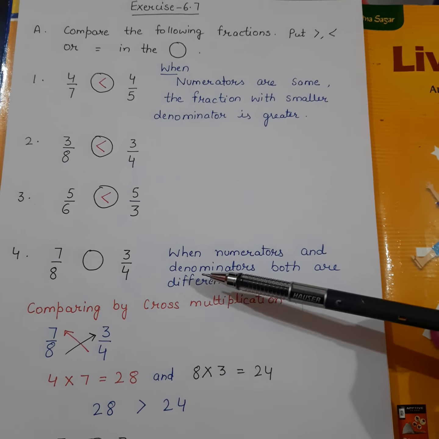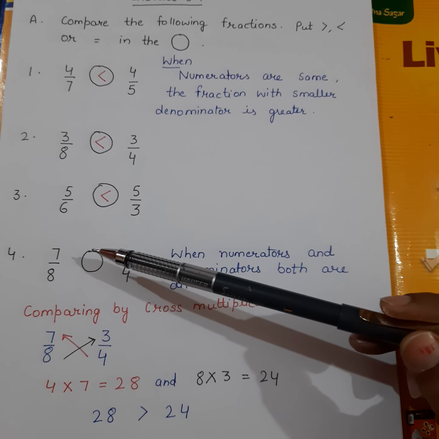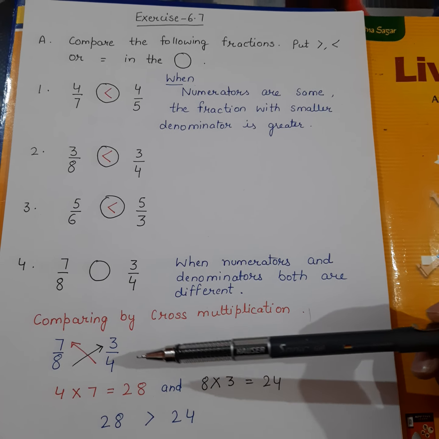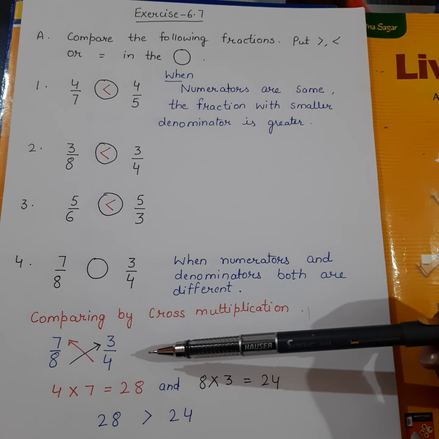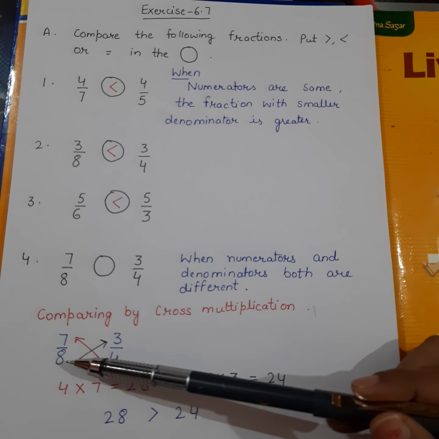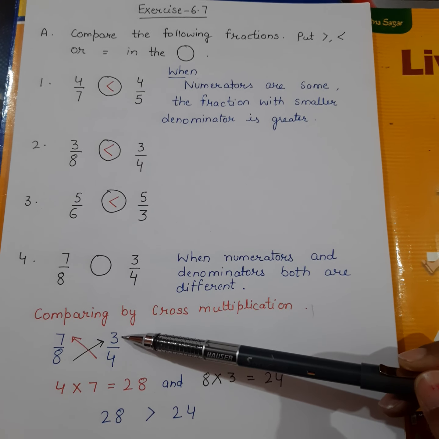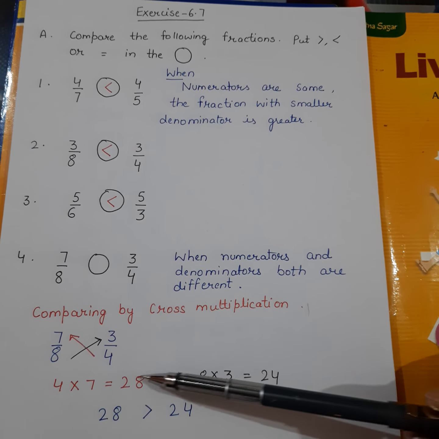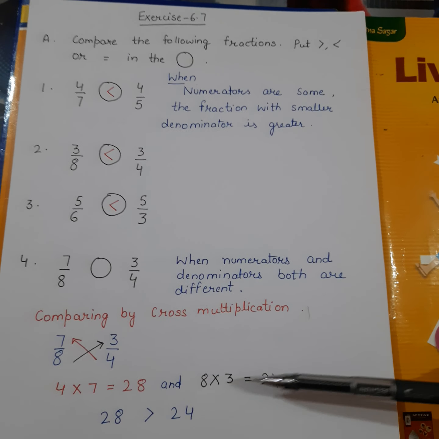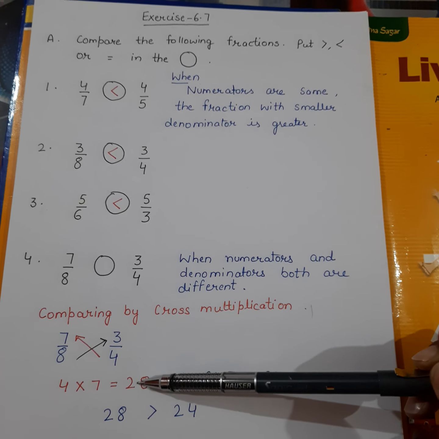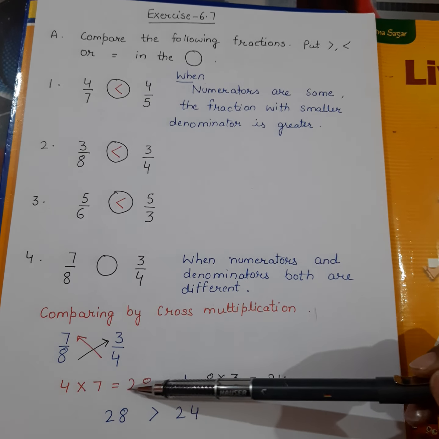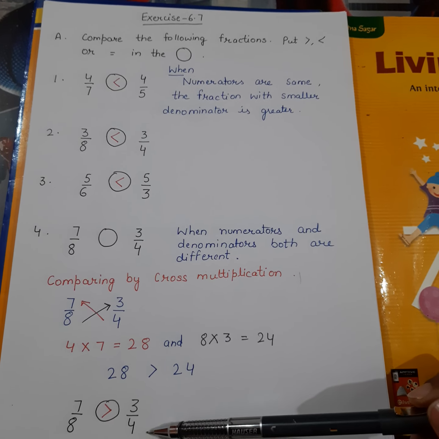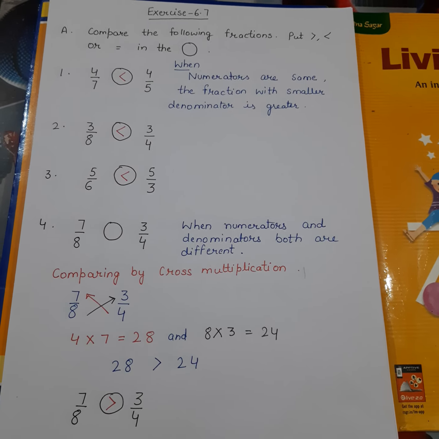Now, when the numerators and denominators are both different, like this 7 by 8 and 3 by 4, how do we compare? We will do it by cross multiplication. This 8 we multiply with this numerator, and this denominator we multiply with this numerator. 4 sevens are 28 and 8 threes are 24. Which one is bigger? 28. So the fraction 7 upon 8 is bigger than 3 by 4. Like this we will compare.